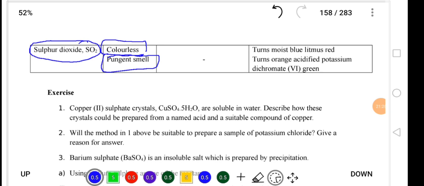The positive results. Now, sulfur dioxide is also acidic, just like chlorine. Since these two gases are acidic, this sulfur dioxide has the same effect as chlorine, because it is also able to turn moist blue litmus paper red, as we can observe there. That information is not enough, because that is the behavior of every acid.